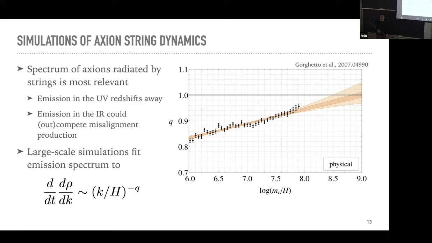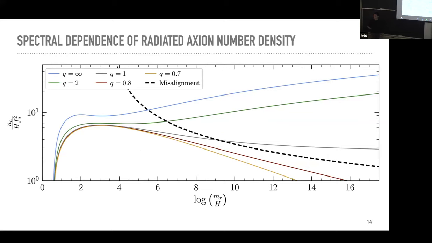So this really can qualitatively change the story, because what you care ultimately about for the abundance calculation is the number density and then the mass that they acquire at late times. So here I'm showing you the prediction, as a function of log mr over H, of how the axion number density produced by string emission varies for different choices of q. And what we can compare that to is the effective misalignment contribution associated with a 25 micro eV axion. So first off, my misalignment contribution number density looks like what's shown in dashed black.